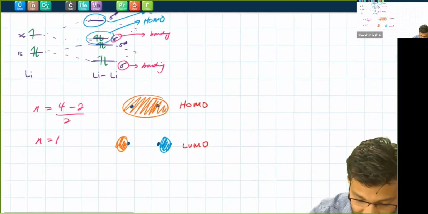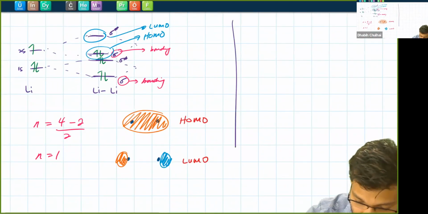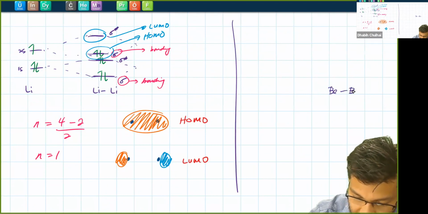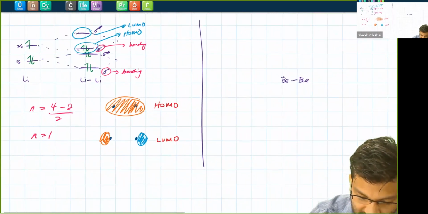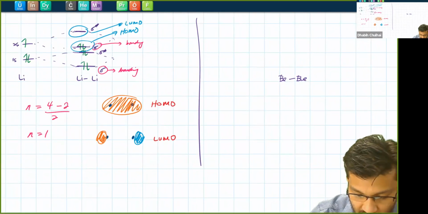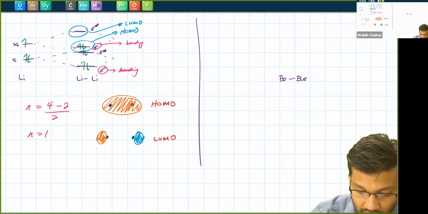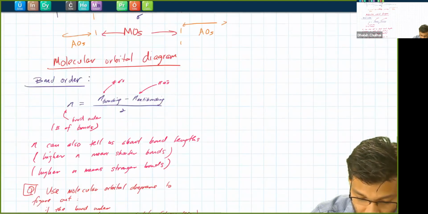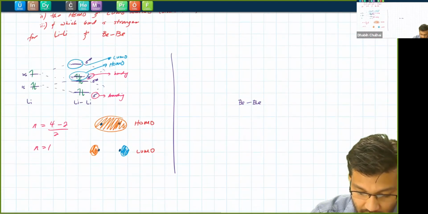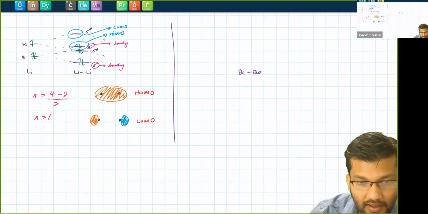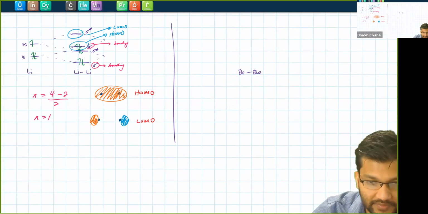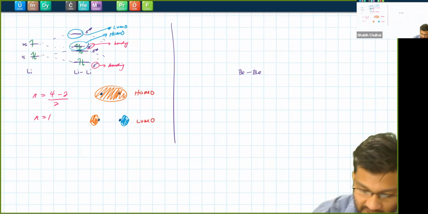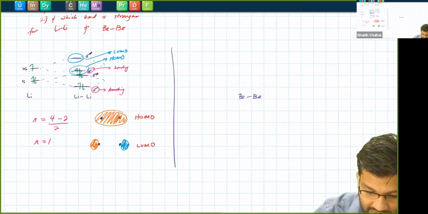So that's for lithium 2. I want you to do the same thing for beryllium 2, beryllium bonded to beryllium. Spend some time coming up with the bond order and the HOMO and LUMO orbitals. It might be a little bit difficult to figure out the LUMO orbital, but your best guess would be good enough. Once you have the bond order calculated, just type it in chat so that I know we're ready to move on. I just wanted to get you some practice doing this.